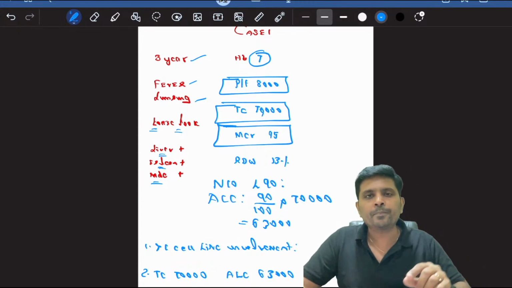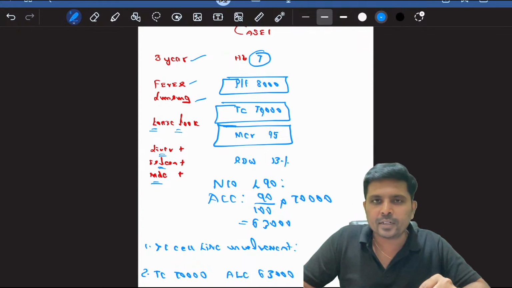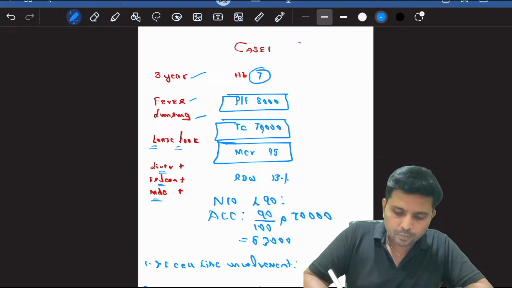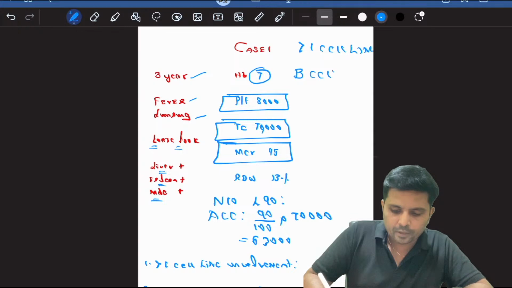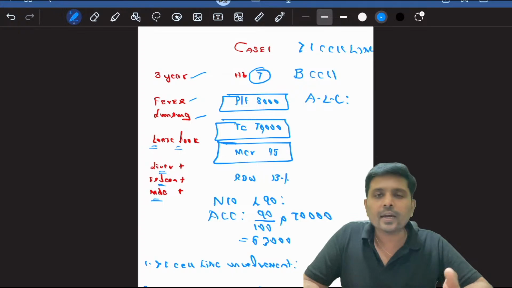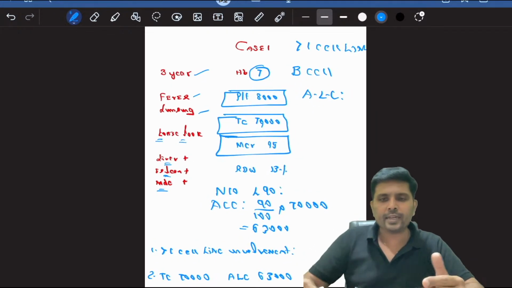Why that limping? Because of periosteal infiltration by the malignant cells. So case 1 means more than one cell line involvement. What is the diagnosis? Probably this is a case of B cell ALL. Why ALL? Because absolute lymphocyte count is very very high. That's why it is B cell ALL.